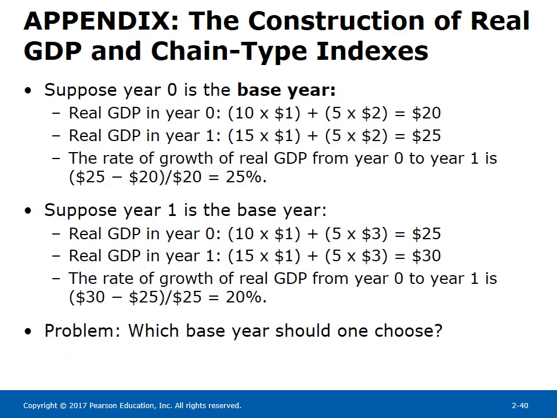The construction of real GDP and chain-type indexes. If year 0 is used as the base year, the rate of growth of real GDP is 25%. If year 1 is used as the base year, the rate of growth of real GDP is 20%. Problem: which base year should one choose?